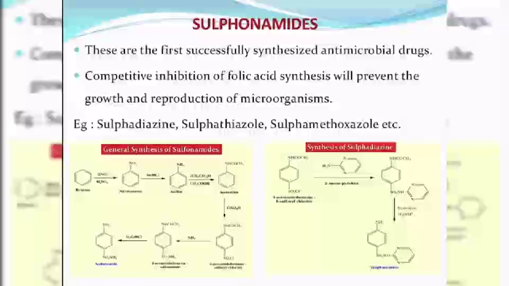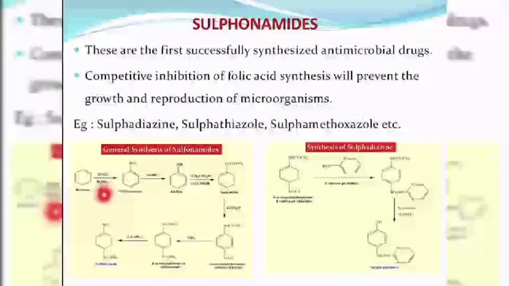And sulphacetamide is also prepared by the selective and partial hydrolysis of the N,N-diacetyl derivative of sulphanilamide, which is obtained by the acetylation of sulphanilamide. And these are the two general methods for the synthesis of sulphonamides and for the synthesis of sulphadiazines.